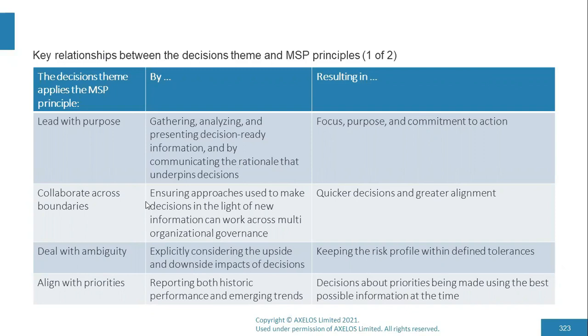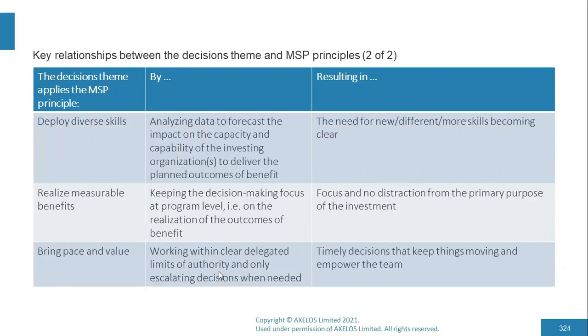Dealing with ambiguity is about dealing with the risks. So the principle here explicitly considers the upside and downside impacts of decisions, meaning what could be the risks of the decisions on a positive or a negative note. Aligning with priorities connects with the emerging information. Therefore, it's about reporting both historic performance as well as emerging trends.